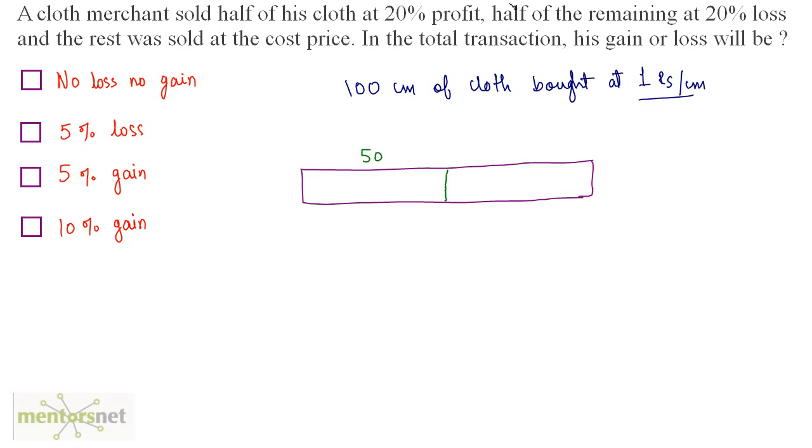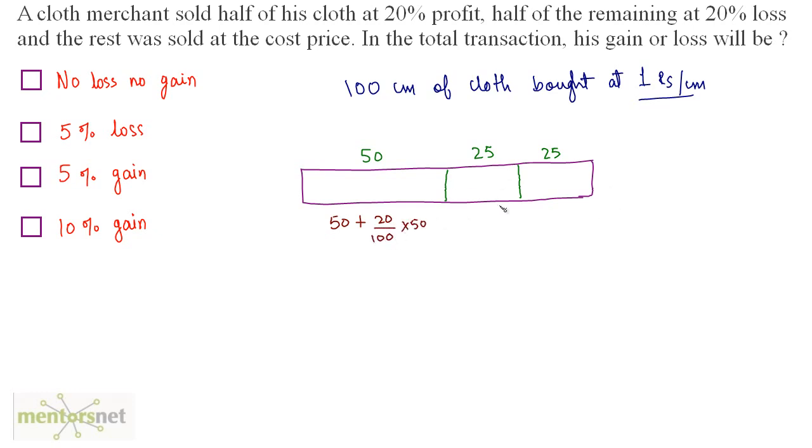Now he is again dividing the remaining half. So again this is divided into half. So this cost price will be 50's half, which is 25, and the remaining will also be 25. Now the first half, it is said, is sold at a profit of 20%. So this cost price increased by 20%. So I have 50 plus 20% of 50. So 20 upon 100 times 50.